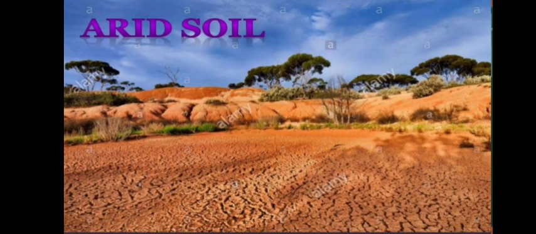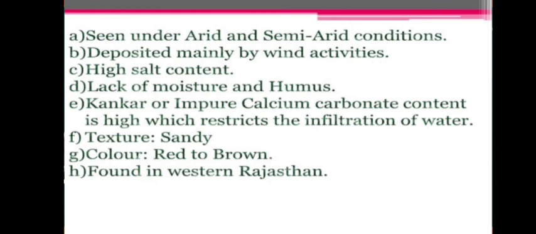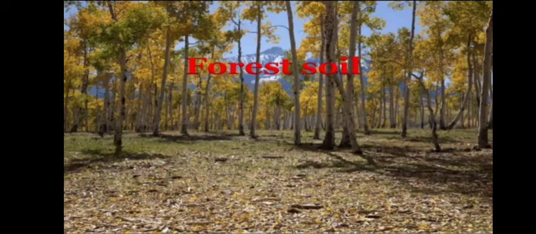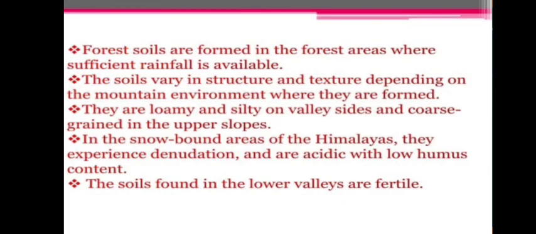After that we studied arid soils. Arid soil, or what you call desert soil, is basically found in western Rajasthan, the areas which receive very less amount of rainfall. After that, the final one we studied was forest soil or mountain soil, which is found from the Himalayan region to evergreen forest to deciduous forest.